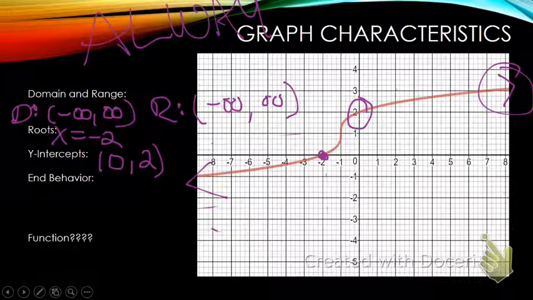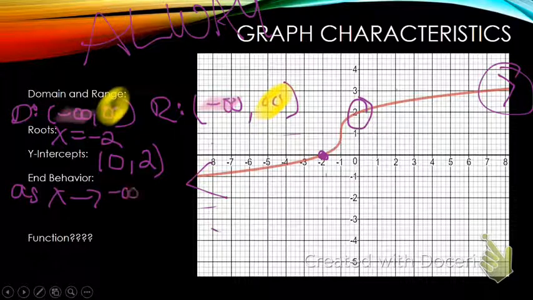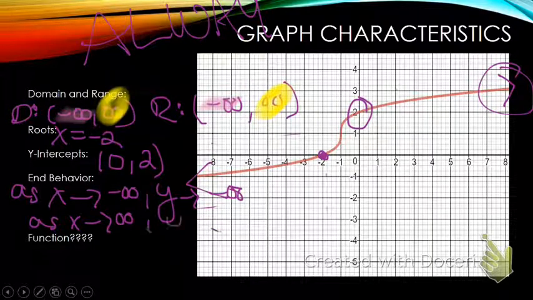Now, again, what did I just tell you about end behavior? This matches with this one, okay? And then this one matches with this one. So, let's write it out. As x goes to negative infinity, y goes to negative infinity. As x goes to positive infinity, y goes to positive infinity. So there you have it, ladies and gentlemen. Those are the graph characteristics for radical functions: a square root function and a cubed root function.